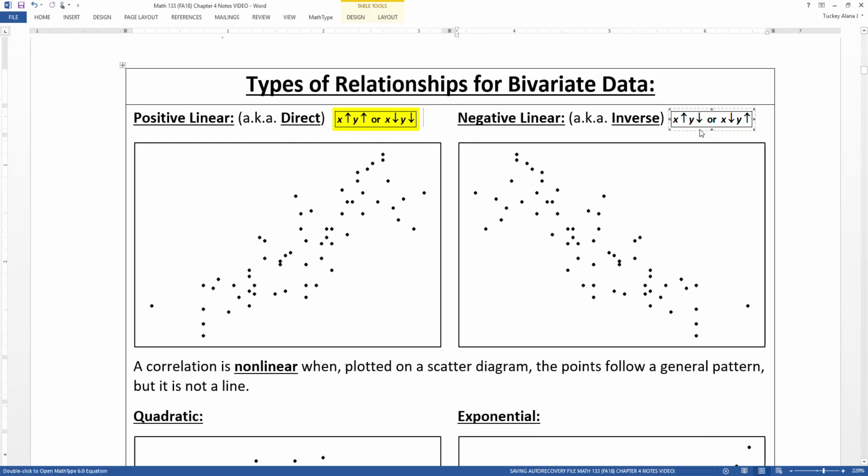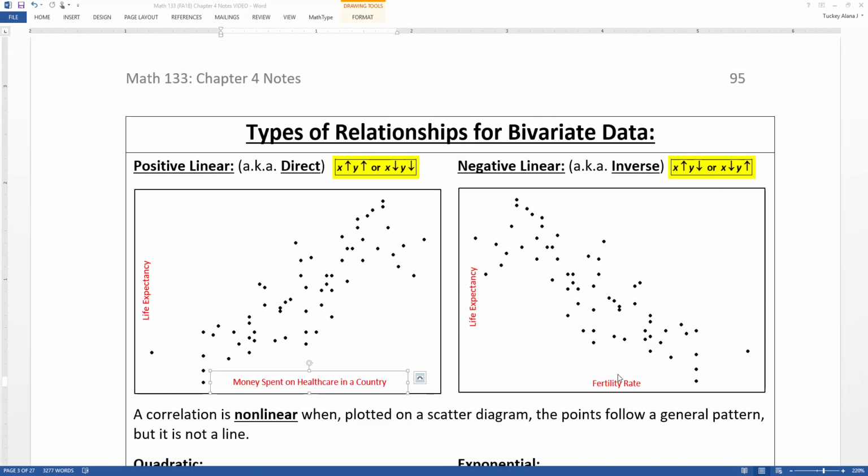So for a negative linear relationship, it's the opposite. So as x goes up, y goes down. And as x goes down, y goes up. So we already saw an example of a negative linear relationship, namely fertility rate and life expectancy. So we saw that as the fertility rate went up, the life expectancy went down.